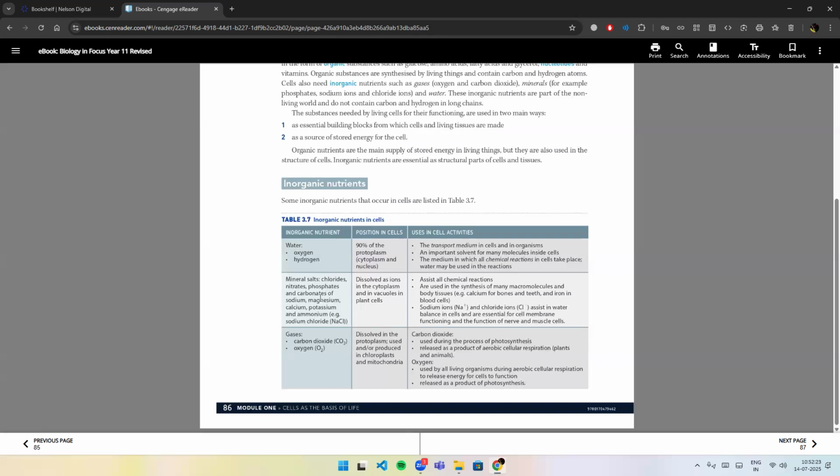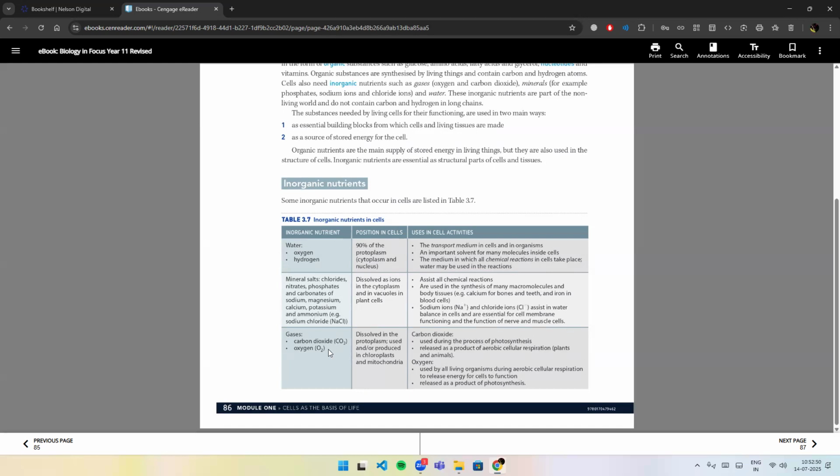Mineral salts: chlorides, nitrates, phosphates, and carbonates of sodium, magnesium, calcium, potassium, and ammonium, dissolved as ions in the cytoplasm and in vacuoles in plant cells. They assist all chemical reactions and are used in the synthesis of many macromolecules and body tissues. Sodium ions and chloride ions assist in water balance in cells and are essential for cell membrane functioning and the function of nerve and muscle cells.